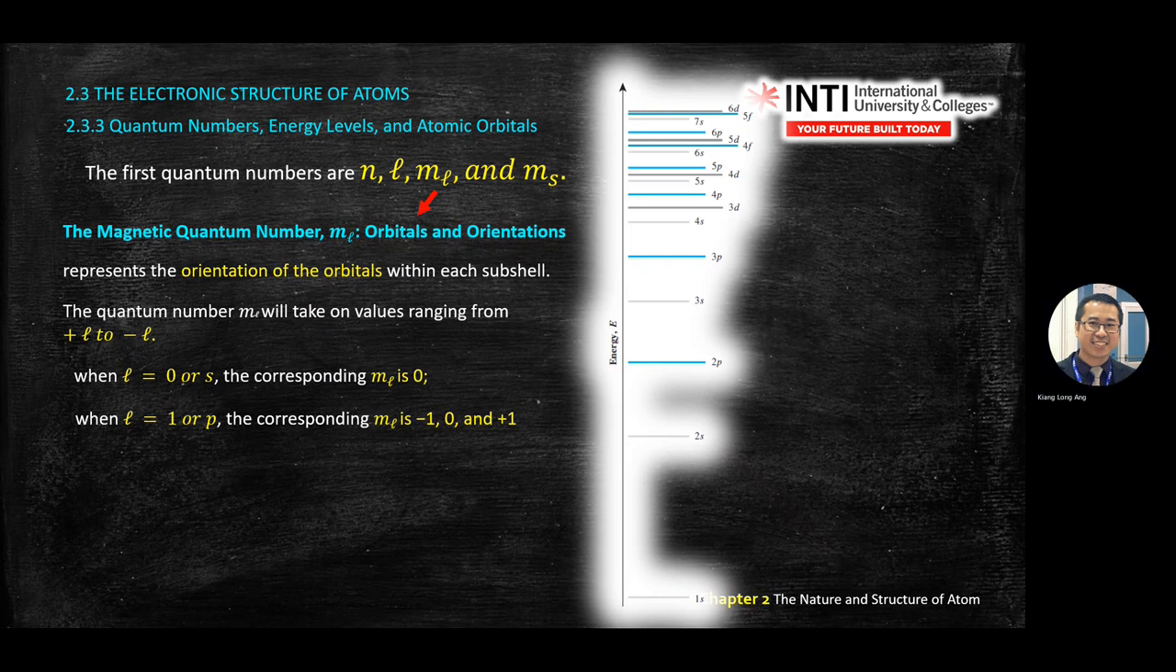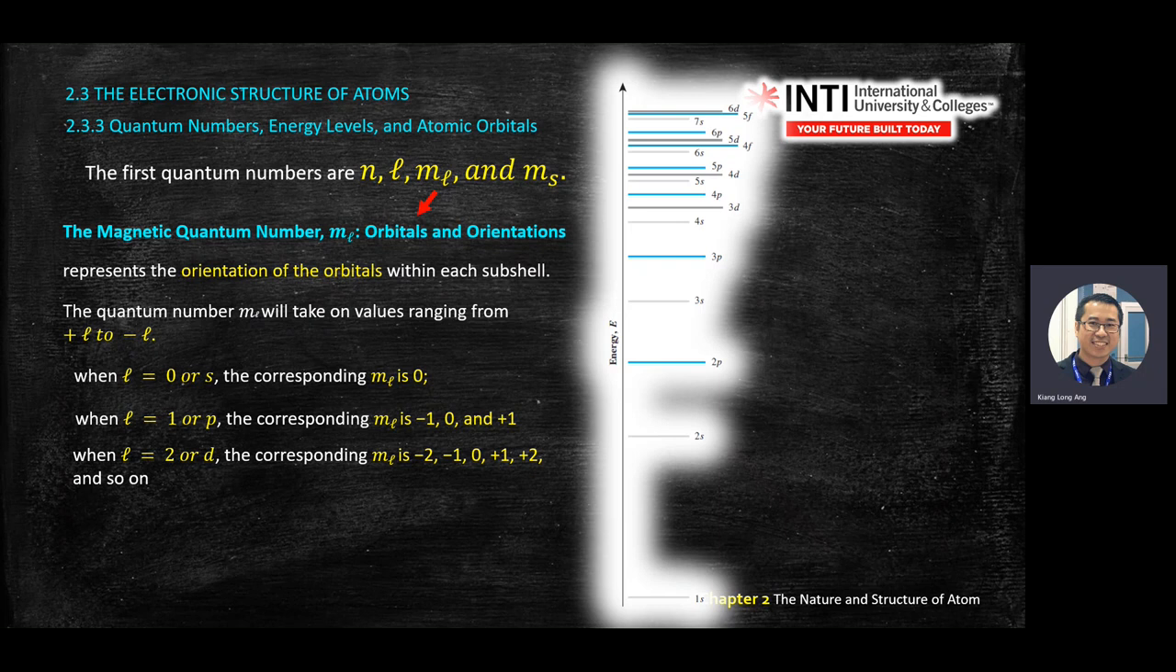And so on. If L equals 2, or D, sorry, SPD, D, then you have minus 2 until plus 2. If you have D, D means subcell number 2, then your ML value will have minus 2, minus 1, 0, plus 1, plus 2. It's a magnetic number.